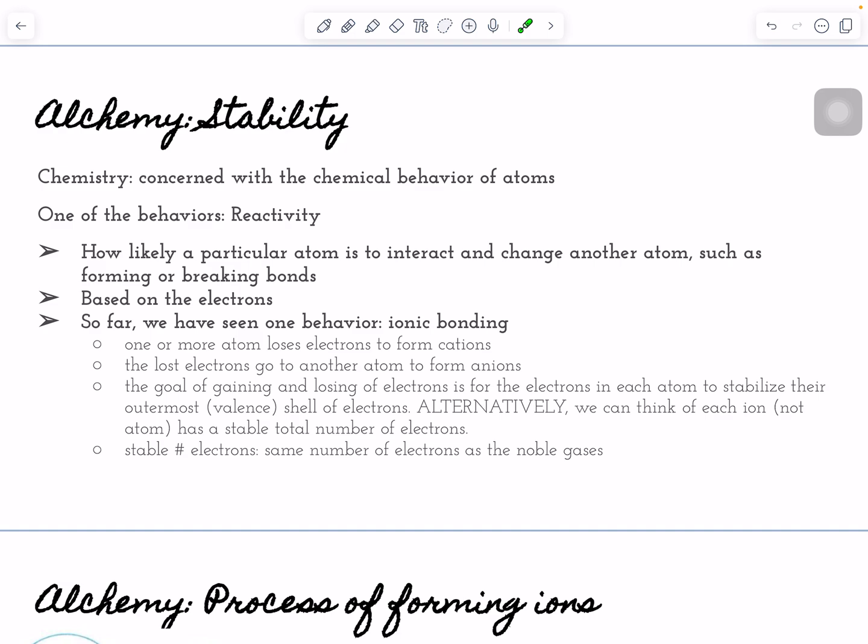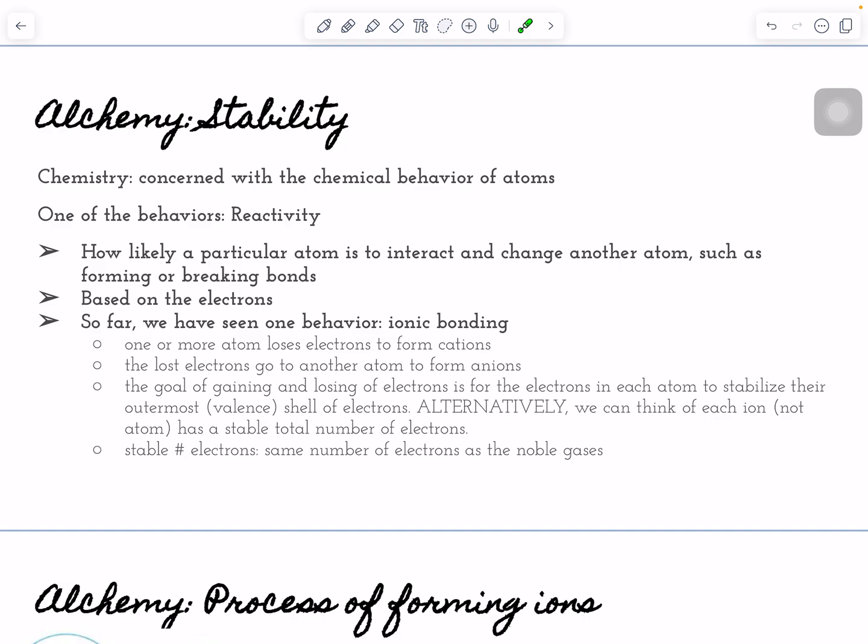So far, we've seen one behavior of reactivity, which is ionic bonding. Ionic bonding is when one or more atom loses electrons to form cations. The lost electrons go to another atom to form anions. Remember, cation, the T is a plus, it lost negative charges, so it becomes positive. And anions, remember our acronym is a negative ion. It gained negative particles, and so that is why it is negatively charged.